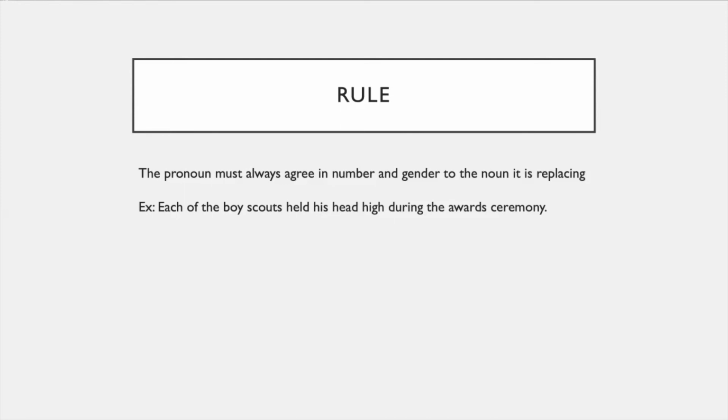So we know that the pronoun has to agree with the noun in terms of number. So we have to use a singular pronoun here. And then we also have to use a male pronoun, which is why we use his instead of their, because his is singular, and because all the members of Boy Scouts are guys, we know that we have to use his instead of her.